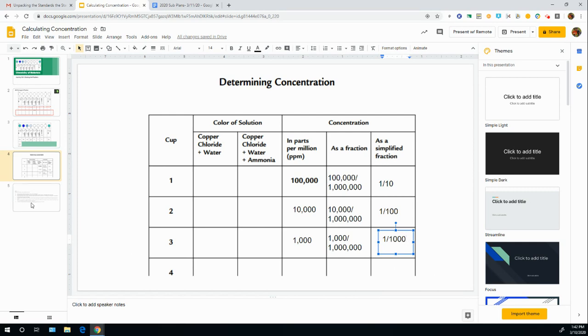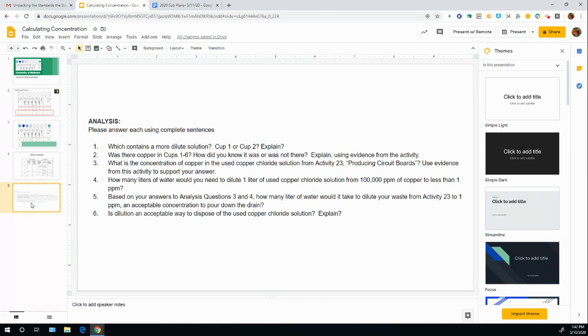When you are finished with that, please continue on to your analysis questions. You are responsible for analysis questions 1 through 6, as well as your scoring guide. If you finish all of that, please note that you do have academic vocabulary for activity 24 that you can add as well.